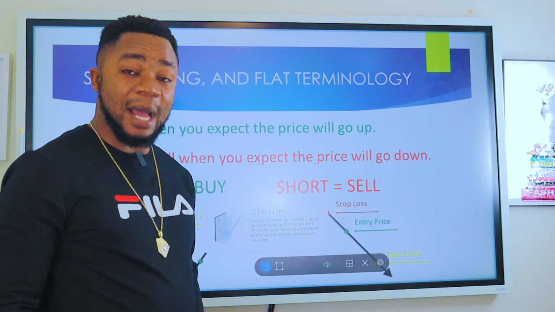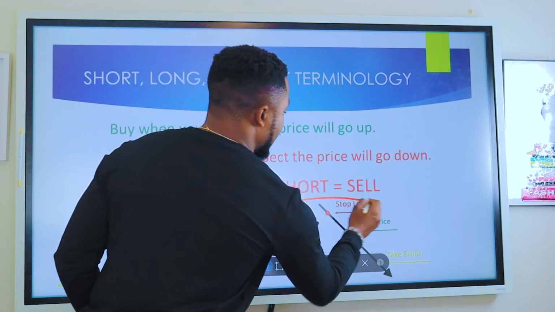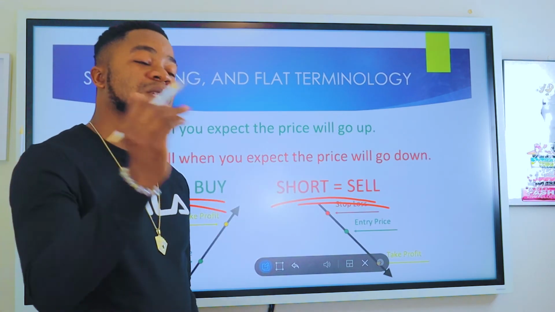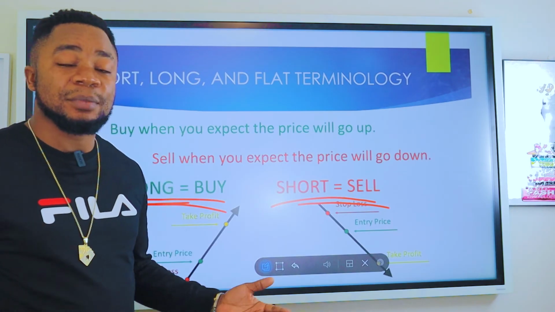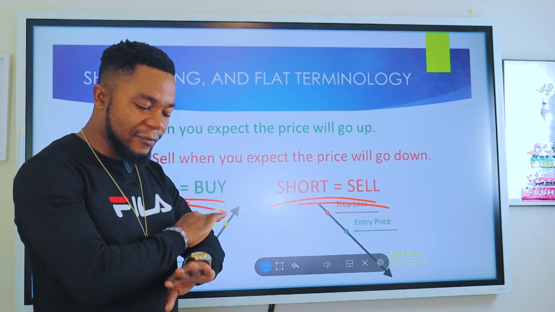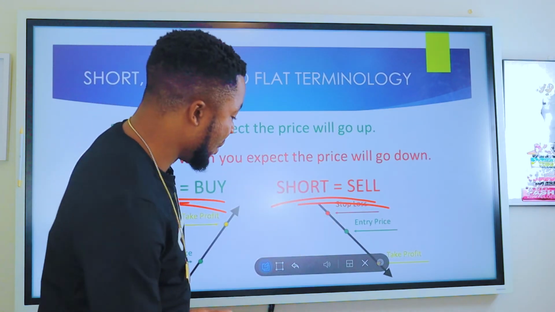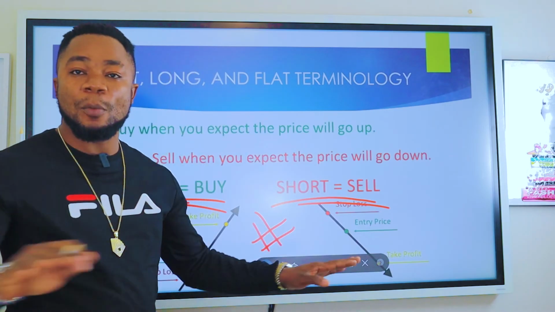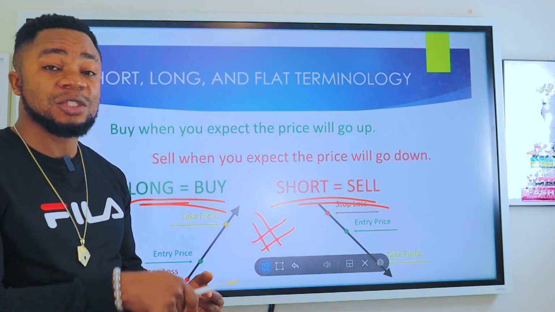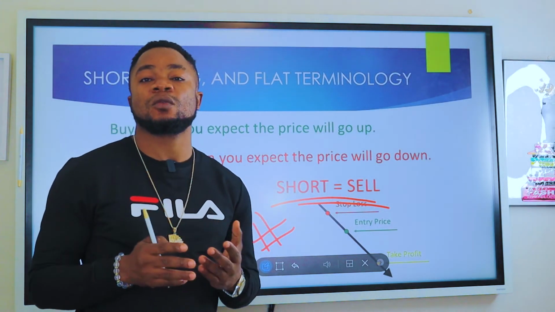So long is the same as buy, while short is the same as sell. If I say short the Great Britain Pound or short gold, it means I'm telling you to sell gold. If I tell you long Great Britain Pound USD, I'm telling you to buy Great Britain Pound USD. And if I say I'm flat on Euro Japanese yen, it means I have no open position on that currency pair. So we have long, which means to buy; short, which means to sell that currency pair; and flat, which means you don't have any open position on that particular currency pair.